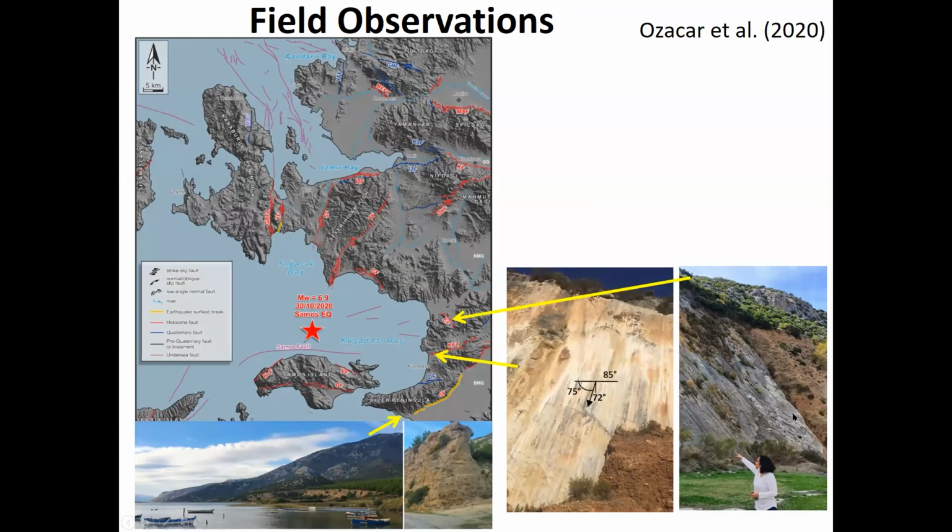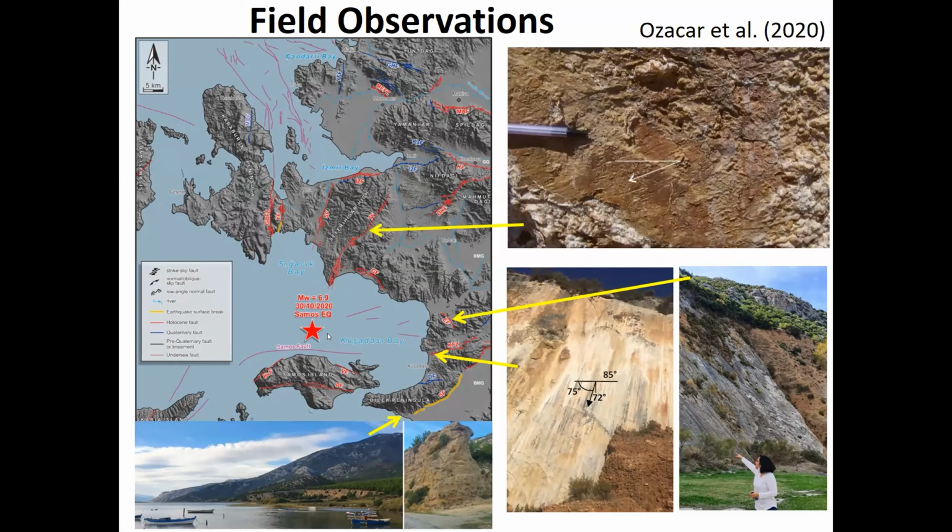And here is another outcrop near Ephesus, the ancient city, very close to it, which is also an active normal fault. Also, we have a strike-slip fault that has been recently activated.